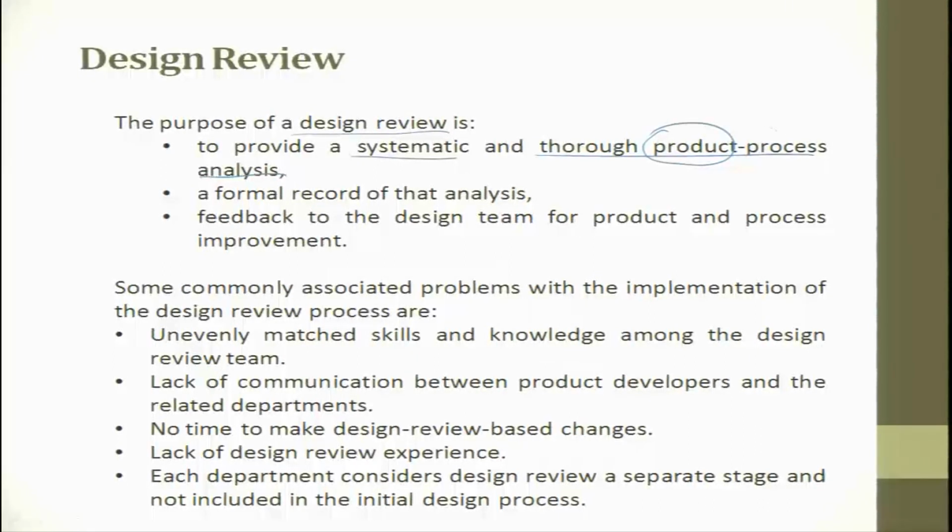Product and process, please note it down. Product is a chair, product is a table. Process can be carpentry, process can be injection molding, process can even be machining, sheet metal process. So, a thorough product and process analysis. Okay. The next one is a formal record of that analysis. The third one is feedback to the design team for product and process improvement. So, the process of a design review has these 3 points.